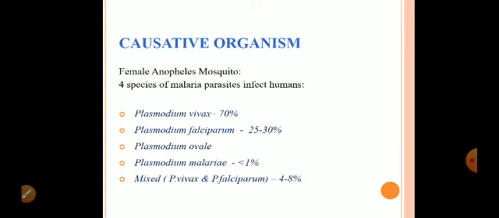Coming to the causative organism, malaria is caused by the bite of the female Anopheles mosquito. There are 4 species which cause malaria: Plasmodium vivax, Plasmodium falciparum, Plasmodium ovale, Plasmodium malariae, and mixed infection. Mixed infection is caused by Plasmodium vivax and Plasmodium falciparum. Vivax accounts for 70% of the infections, and Plasmodium malariae accounts for less than 1% of the cases.